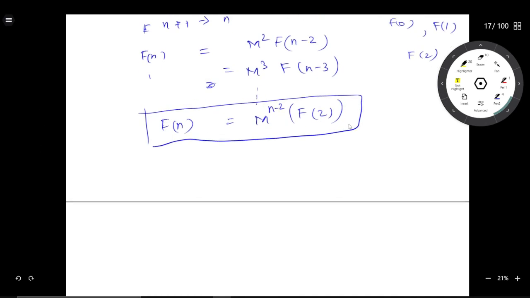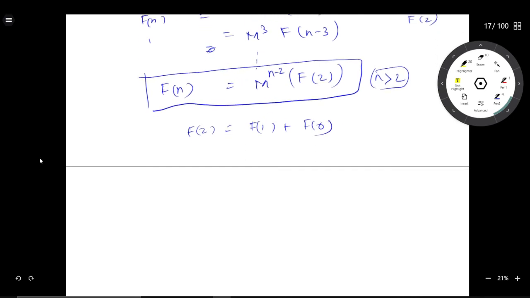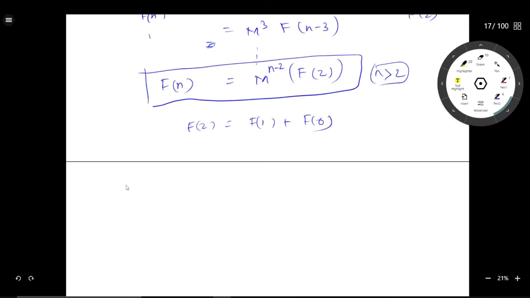And what is f of 2? And n should be greater than 2. And we know f of 2 is equal to f of 1 plus f of 0. And now for any formula, so this will be our basic formula. If we want to find nth term, then that will equal m raised to n minus 2 into f of 2. And now we only have to find what is the value of m raised to the power n minus 2.